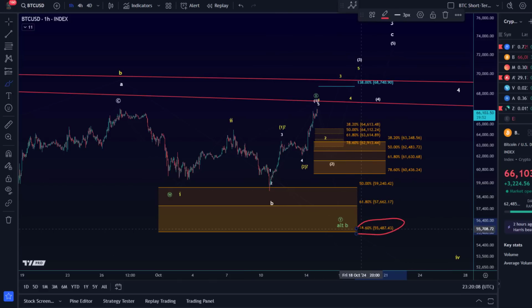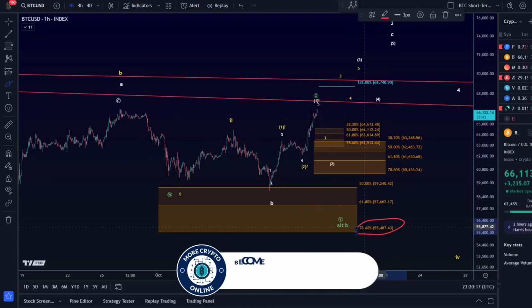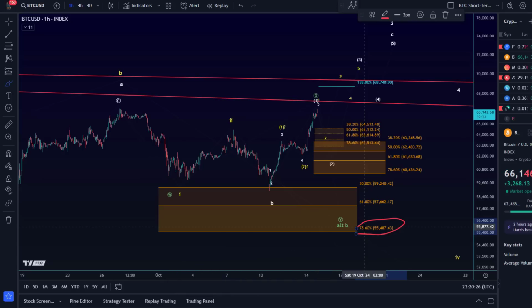55,480 is for me still the main level that distinguishes between bullish momentum and bearish momentum. Over the last few weeks, you've probably heard me talk about that level a lot, because above 55,480, focus on higher. Below 55,480, focus on lower, possibly towards the 45k region or so. But as I said, the bearish count is not preferred until we really break below 55,480.